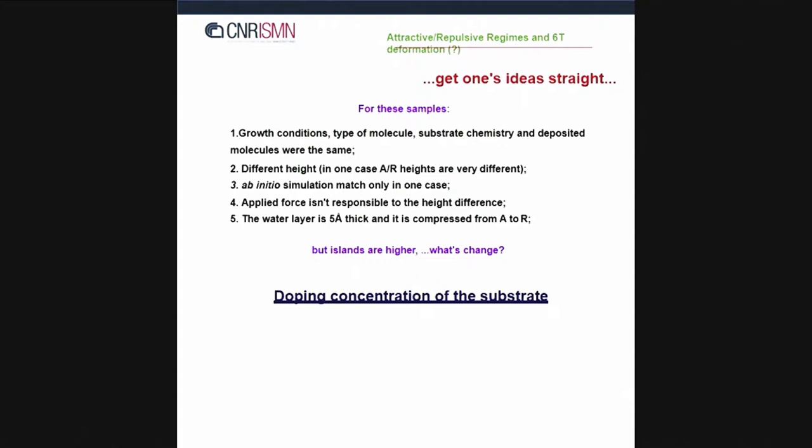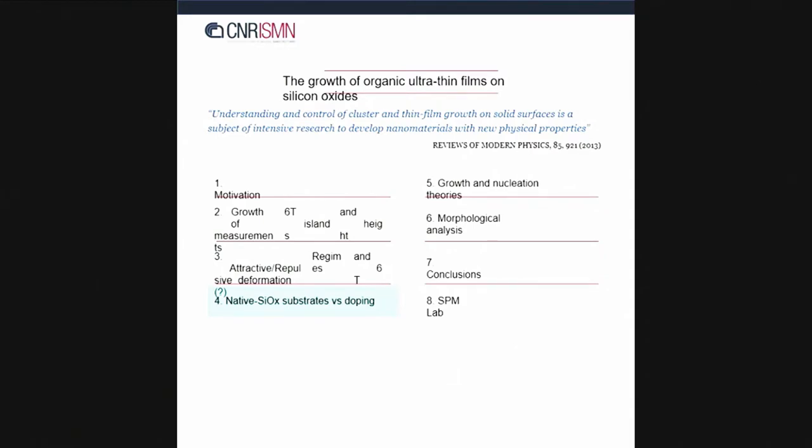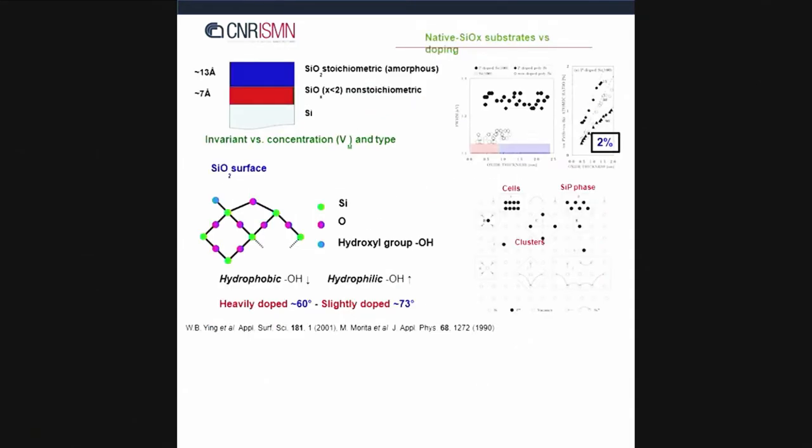So what really changed between the two samples? What changes, strangely, is simply the doping concentration of the silicon. The native silicon oxide remains the same in thickness, but the doping concentration changes. And this is the key point why the height is different, because the growth of the material is changed due to the change of the surface energy. In that sense, we have done another experiment to understand exactly what happens in this configuration, by depositing molecules on native silicon oxide with different silicon doping concentration.